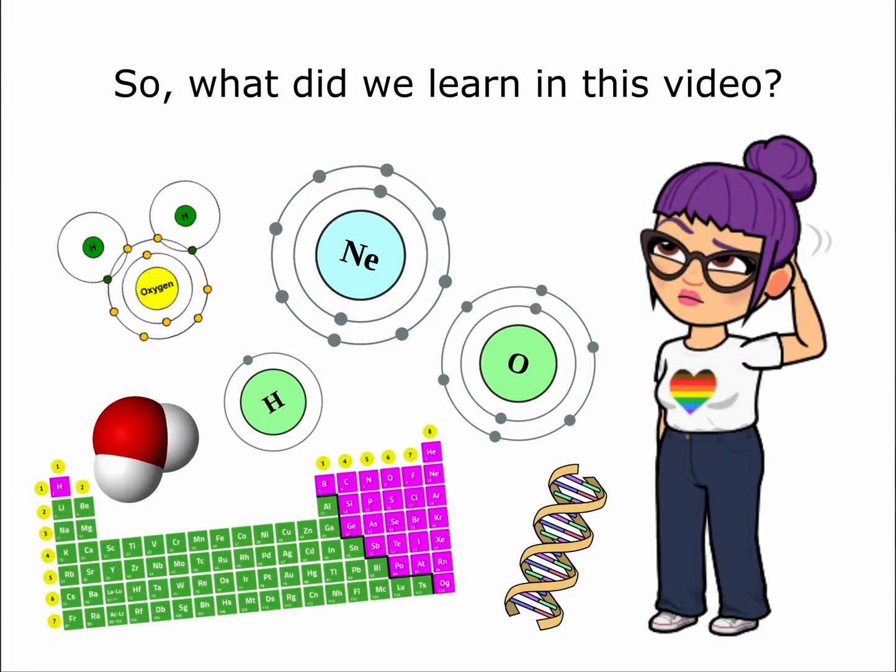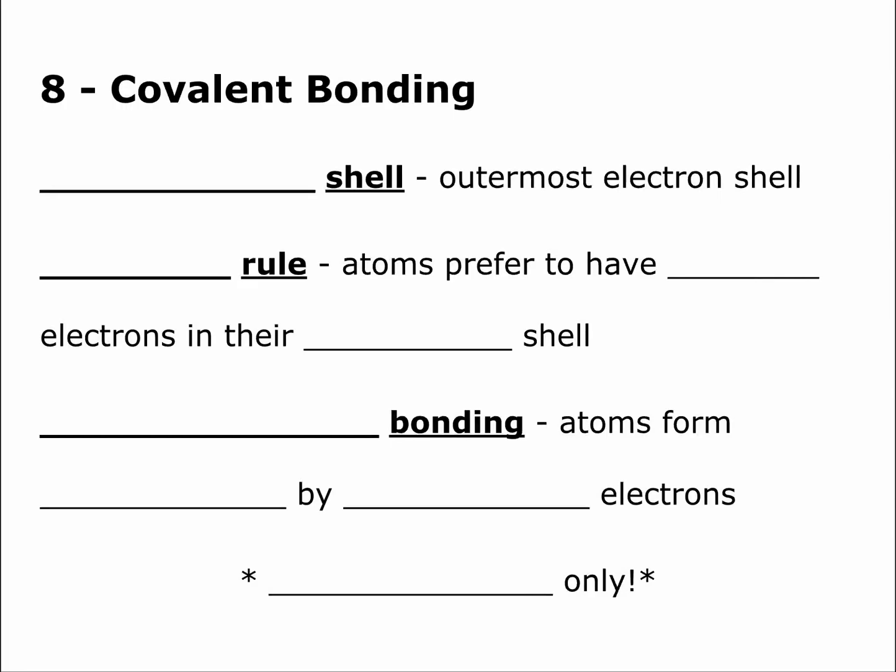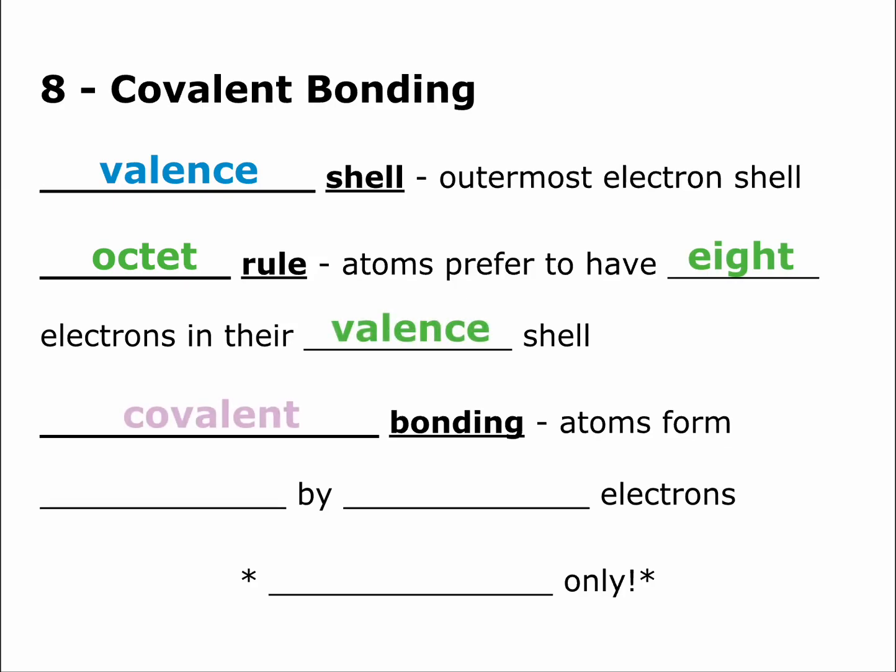So, what did we learn in this video? We learned that the valence shell is the outermost electron shell. We learned that in the octet rule, atoms prefer to have 8 electrons in their valence shell. And we learned that covalent bonding is when atoms form molecules by sharing electrons, and this is for nonmetals only.